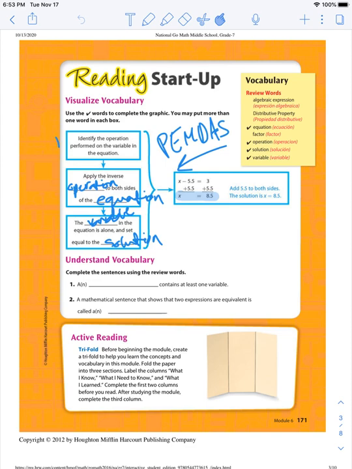All right, so understanding the vocabulary, an algebraic expression contains at least one variable. A mathematical sentence that shows two expressions are equivalent is called an equation.